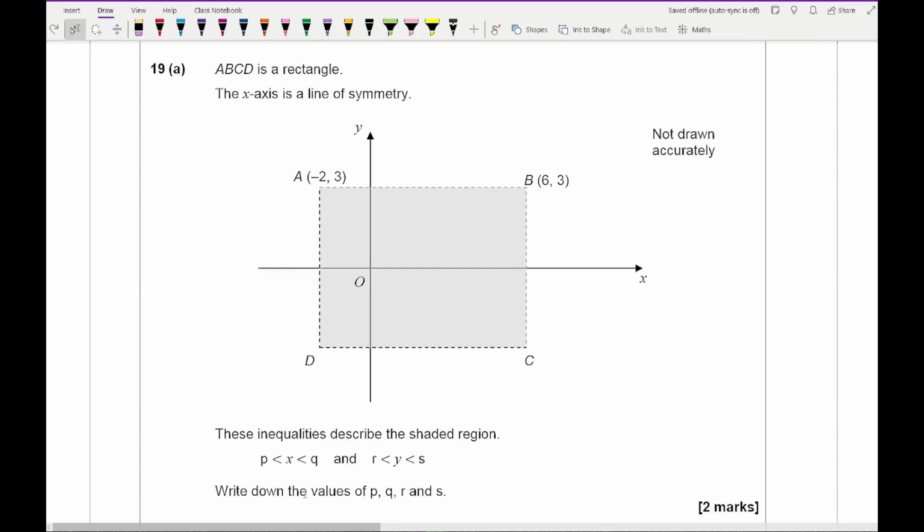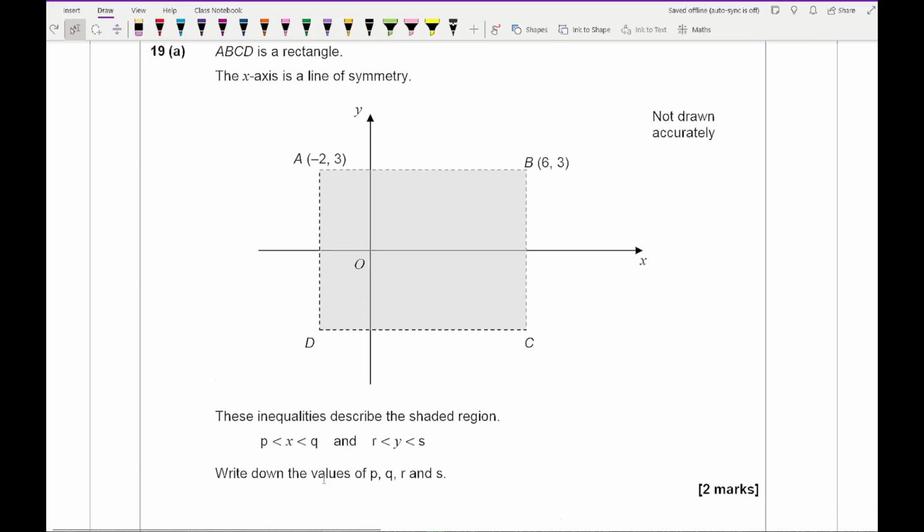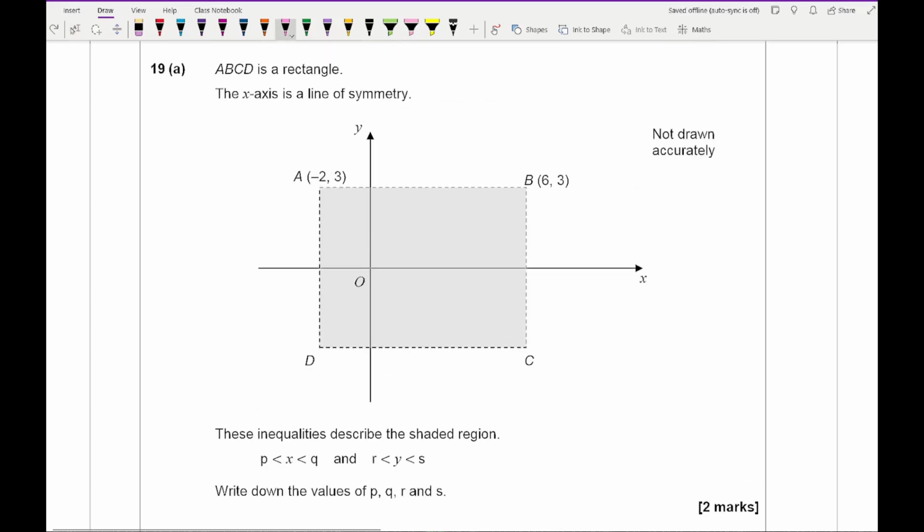So next, question 19a says ABCD is a rectangle. The x-axis is a line of symmetry. These inequalities describe the shaded region, and it says write down the values of P, Q, R, S. Well, for this, we know that A and B are the coordinates stated on the screen, so we know that this point here is -2 and this point here is 6. So looking at the coordinates of D, that's going to be -2, and for C it's going to be 6. So the next thing for me to do is work out the y ordinates.